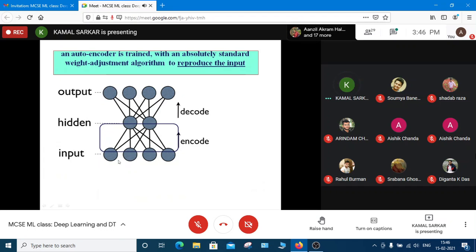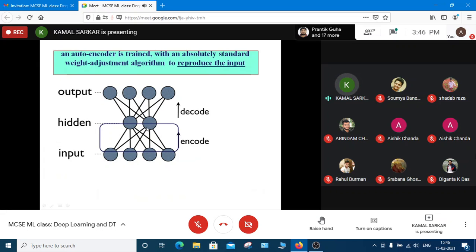This small network is trying to reconstruct the input at the output. If you give the input as 0 1 0 1, you are trying to reproduce 0 1 0 1 at the output also. So in the autoencoder, the input and output are the same, and the number of hidden nodes should be less than the number of input or output nodes.